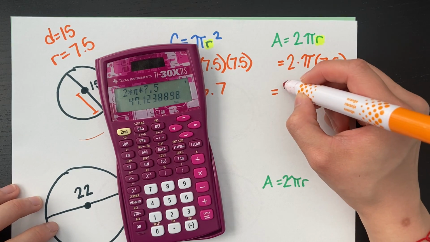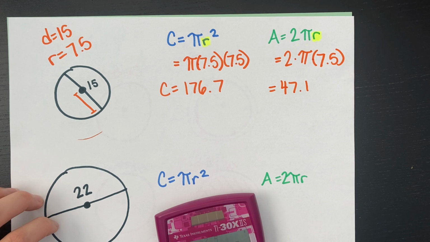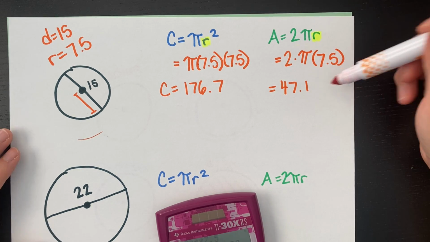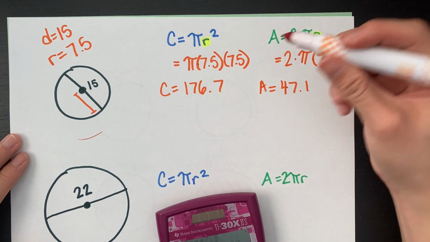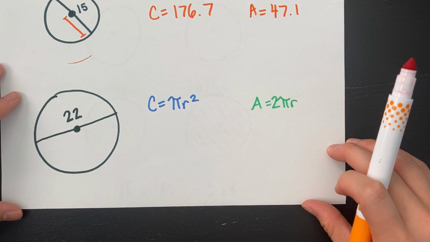So 2 times pi times 7.5. That means my area for this circle is 74.1. And we don't really have units for this, but maybe in a word problem, it's talking about inches or centimeters or feet. So you may have some units there, but this would be our area for this particular circle. Okay, we're going to keep on going.